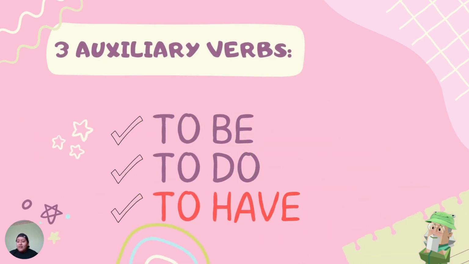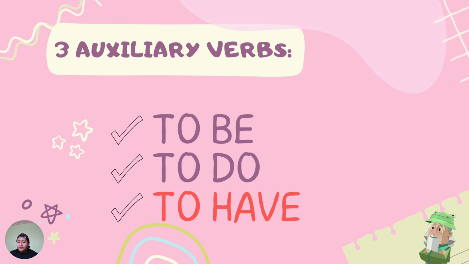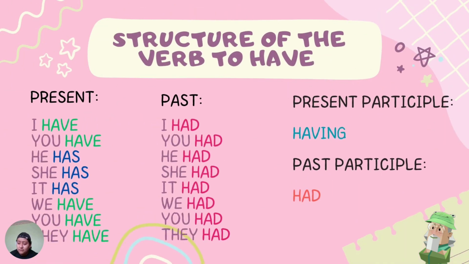Finally, the next verb on our list is the verb to have. Structure of the verb to have. Remember the structure to form sentences with the verb to have. Here we have the conjugation with the different persons and in different tenses.